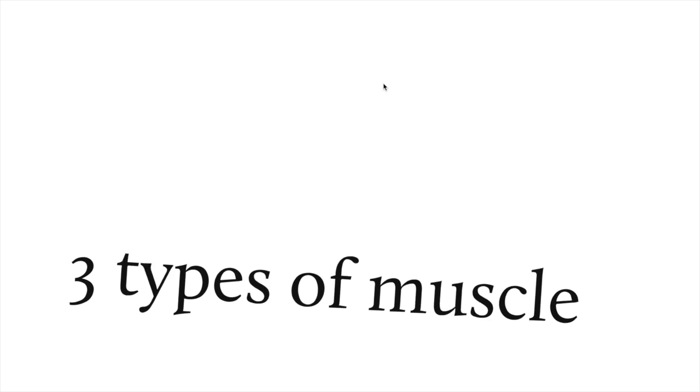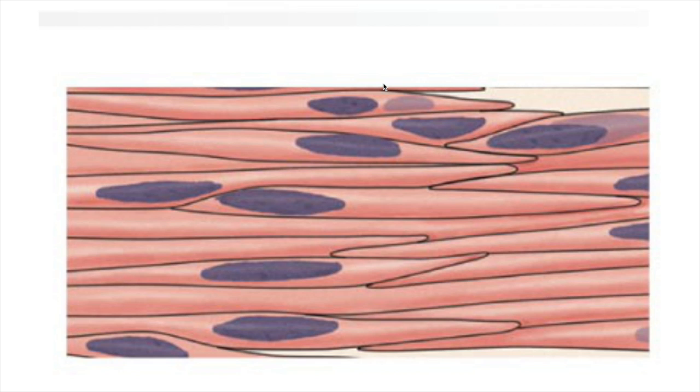There are 3 types of muscle. Hopefully this is a review from Chapter 4. First type is smooth muscle. It's found in hollow organs. Its main function is moving things through the digestive tract. It is involuntary. Thank goodness we don't have to think about it.